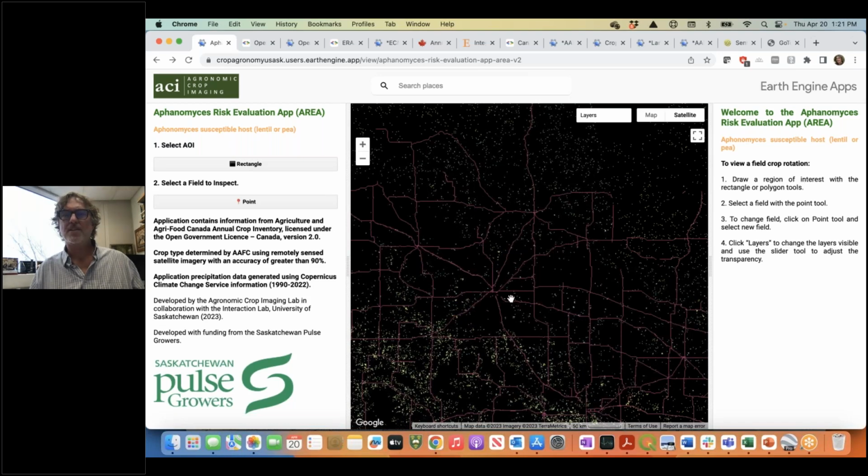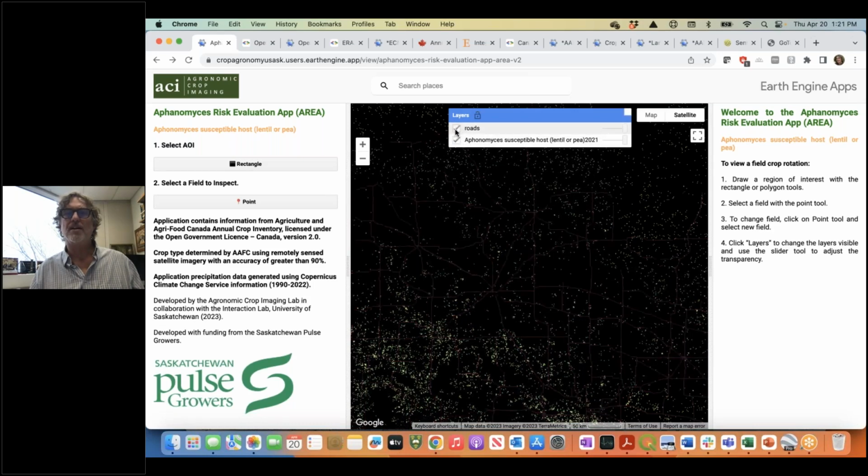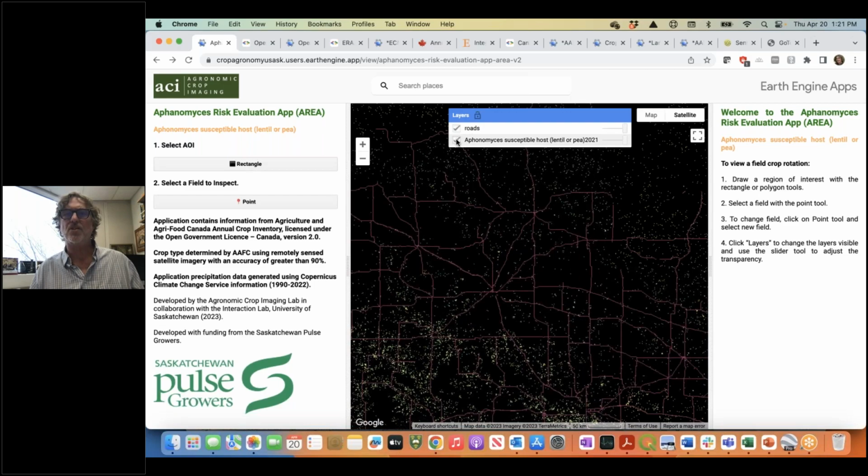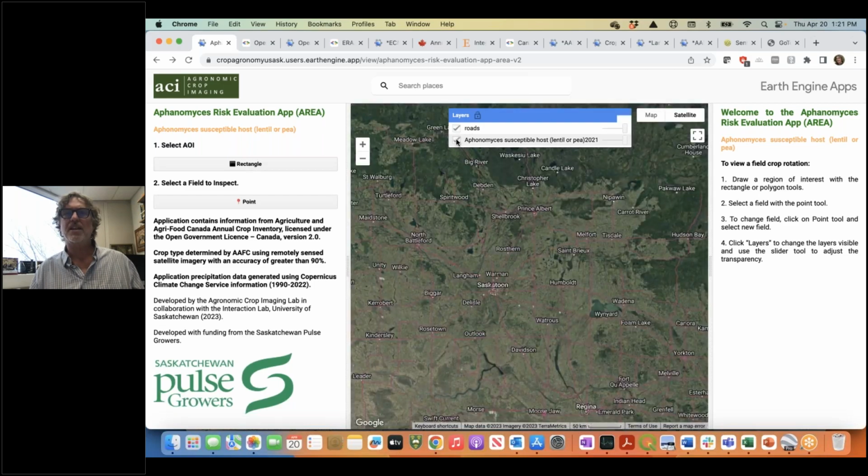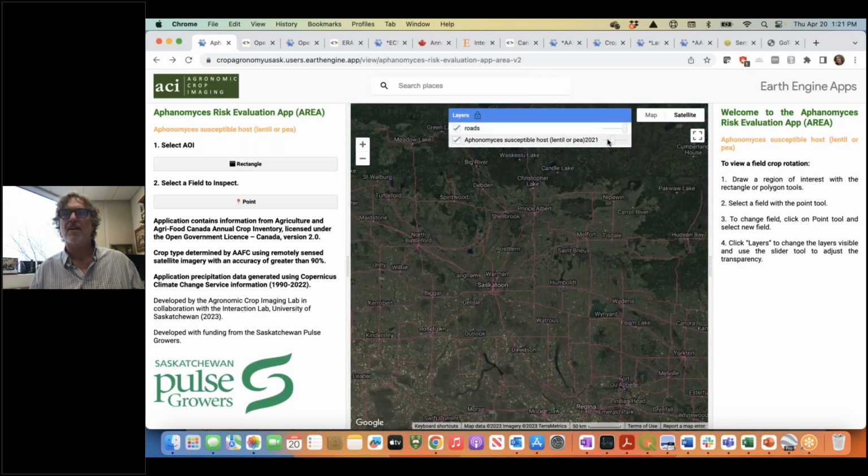So this is how you use it here. The first thing you do is you get to the roads level on that. You can also turn these layers off. But maybe the interesting thing is, if you leave them on, you can also change the transparency of them there.